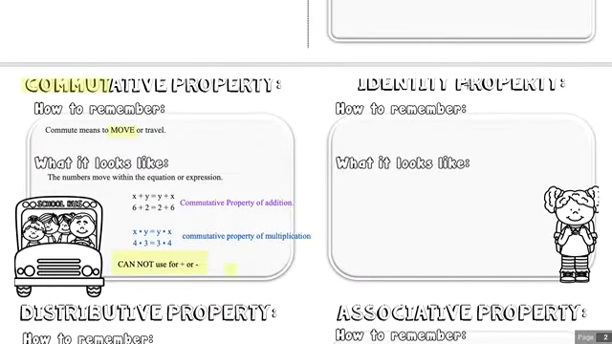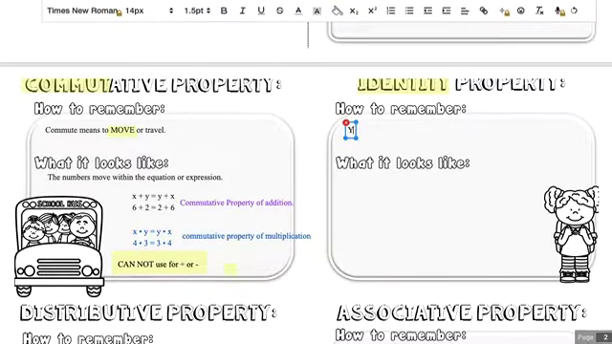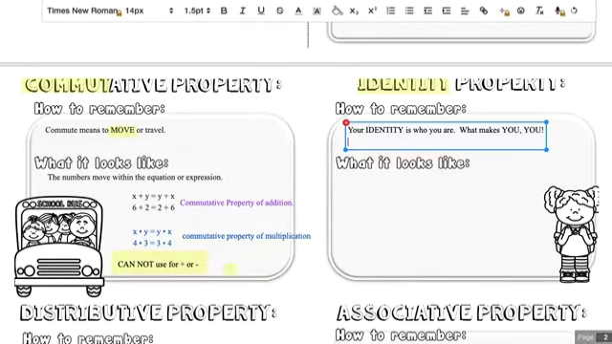Let's move on to identity. The identity property is an important one as well. This one is your main goal of solving equations. And how we're going to remember it is your identity is who you are. What makes you, you? In math, it's what keeps numbers the same.